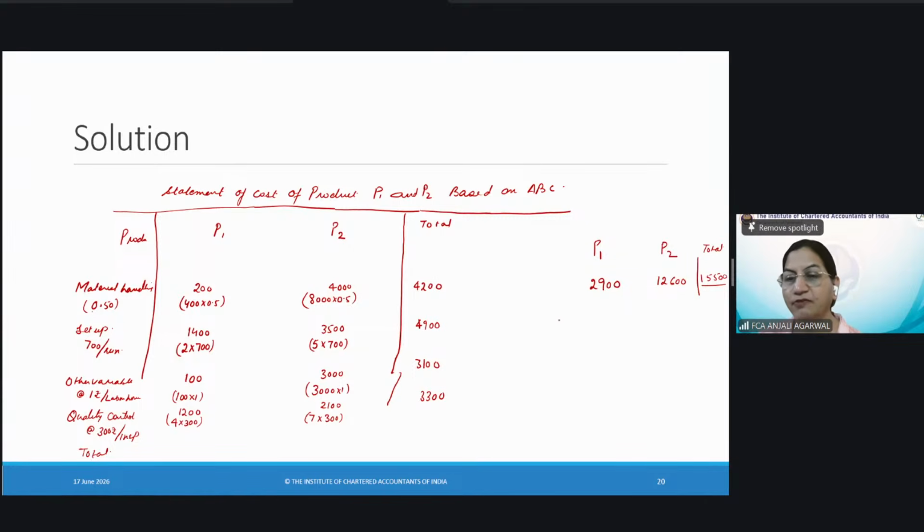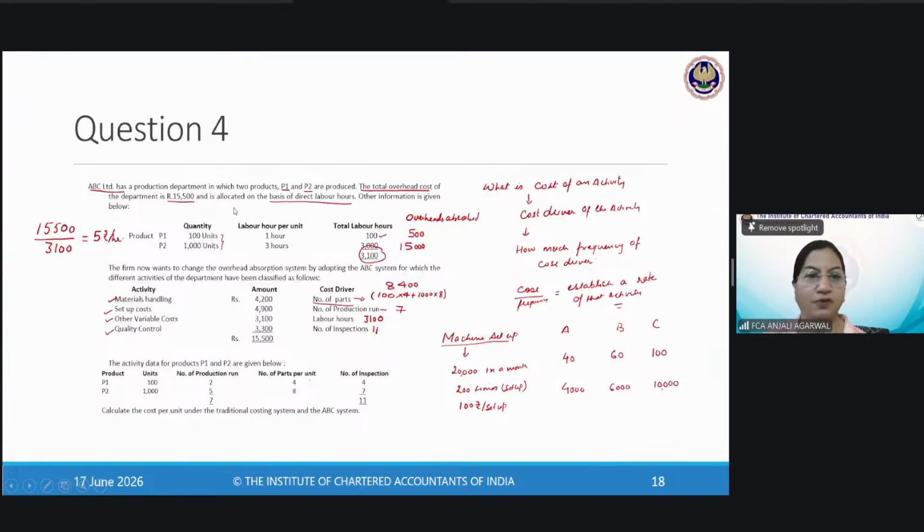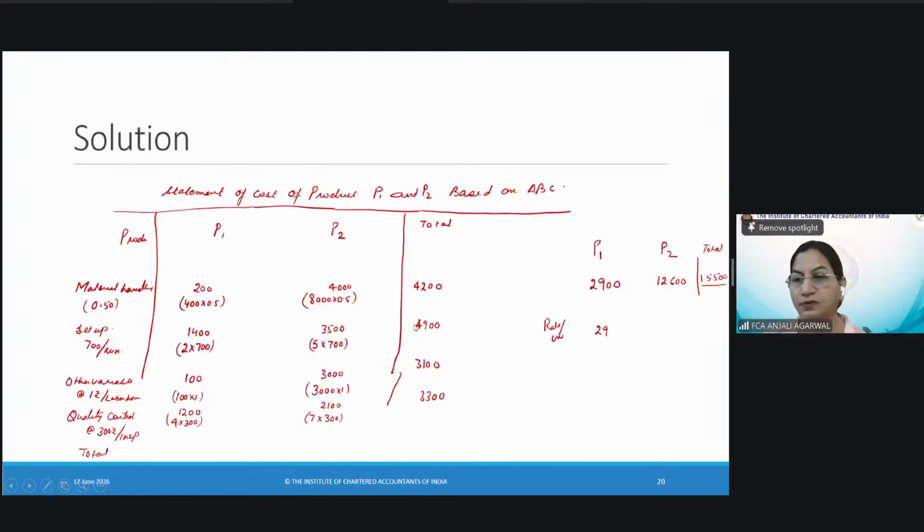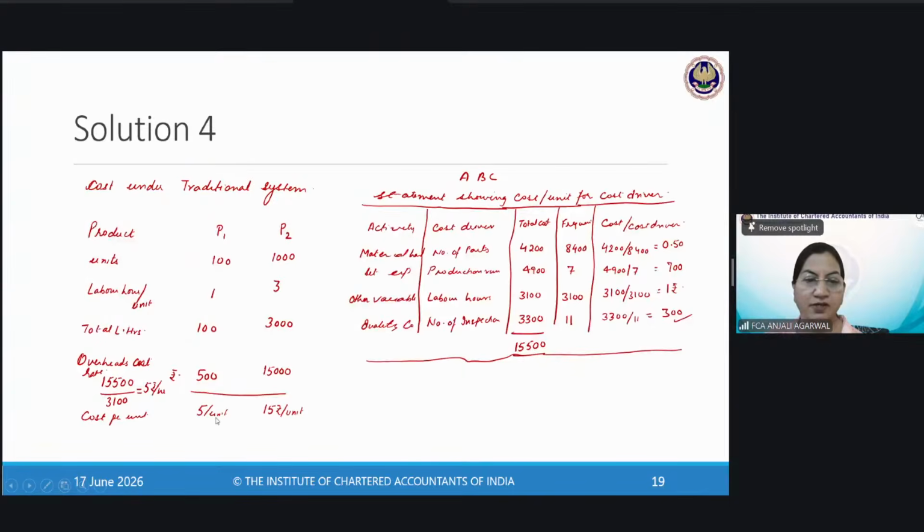Now here, if you find out the rate per unit, it is 29 rupees for P1, not just 5. And how many units of P2? 1,000 units. So 2,900 divided by 100 is 29 and 12,600 divided by 1,000 is 12.60 per unit, which came out to be what under traditional, 5 and 15. See the vast difference? Product P1 appeared to be less costly and P2 more costly.